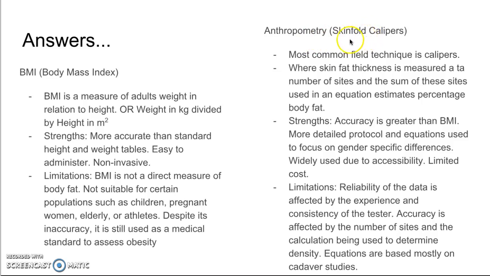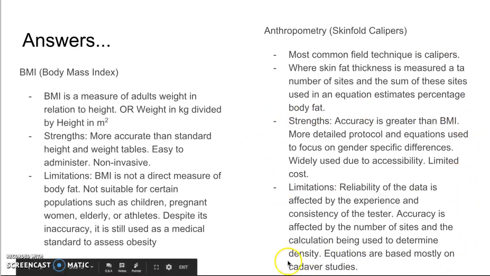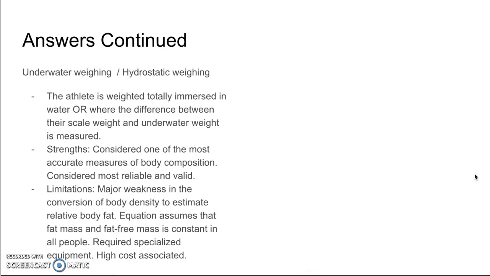These are the skin fold calipers. Take a moment to read what it is, what the strengths are, and what the limitations are. And our third option is underwater weighing. This is what it is, the strengths, and the limitations. Take a moment to go back and forth in the video to read and really understand the evaluation of body composition testing. It's really important that you take the time to do that because we want to use this as a learning tool. And as we go further, these are important notes to have in preparation for exams.